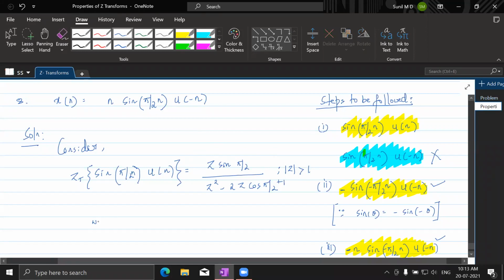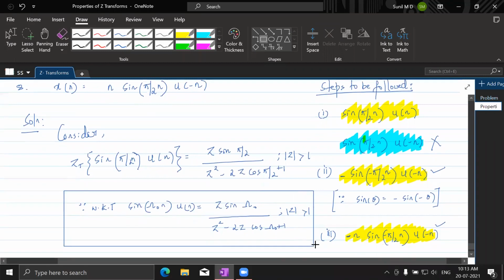Using sine omega naught n, this is what we have written. Since we know that sine omega naught n u of n is Z sine omega naught divided by Z square minus 2Z cos omega naught plus 1, and the ROC is Z greater than 1. So since we know this, we have written this. So this you need to keep for your reference.